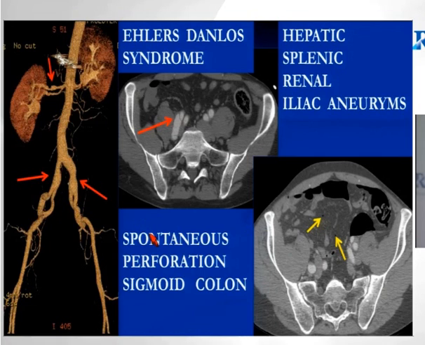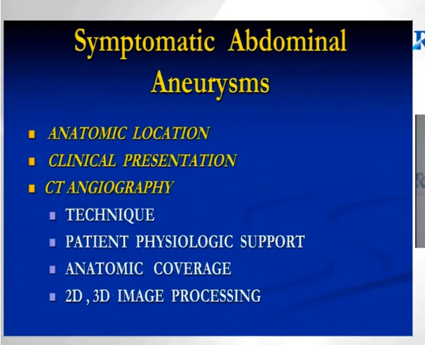So to finish up, patients may have symptomatic aneurysmal disease, but sometimes they can present due to a complication of the systemic disease process, in this case a sigmoid colon perforation. So in summary, for symptomatic abdominal aneurysms, we've been through the anatomic location, the aorta obviously being the major issue in terms of patient morbidity and mortality, the clinical presentation, and then I've emphasized CT angiography. I think technique is important: patient physiological support during the procedure, appropriate anatomic coverage, and the availability of 2D and 3D image processing to do it rapidly and correctly prior to these patients being treated. Thank you.